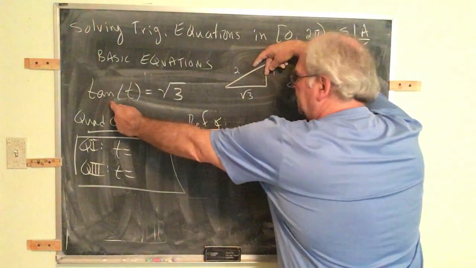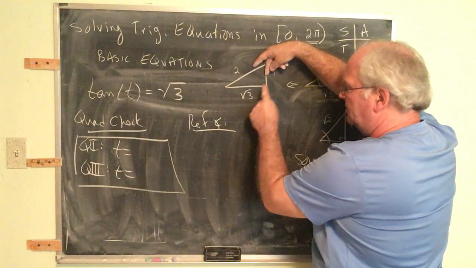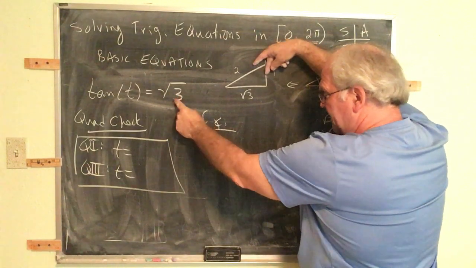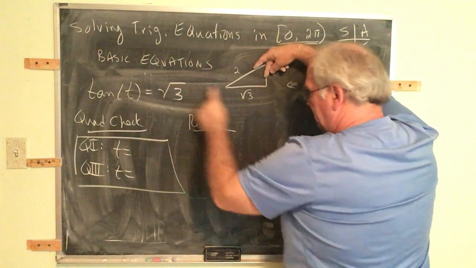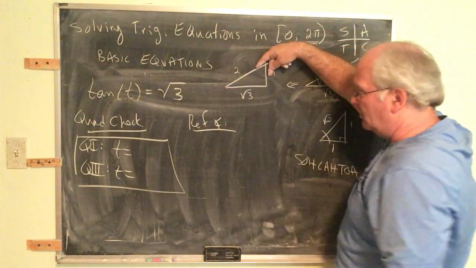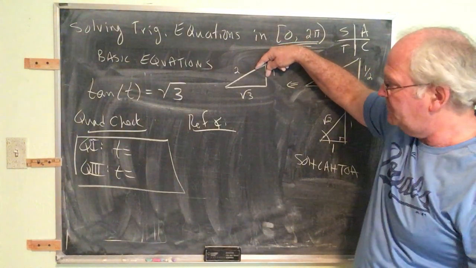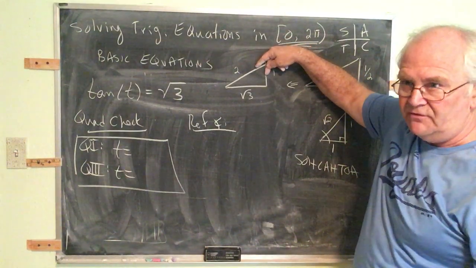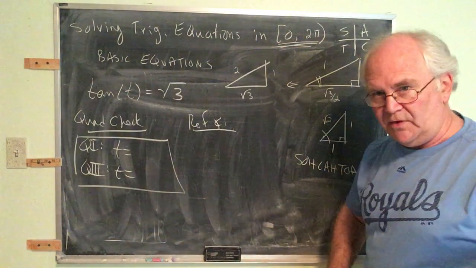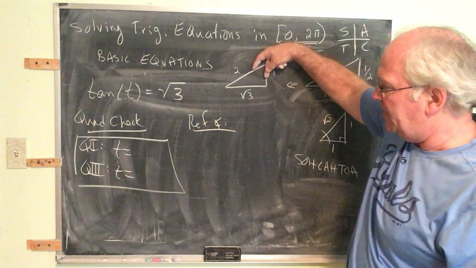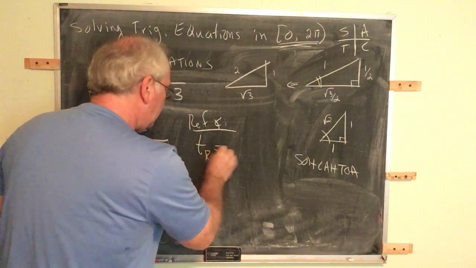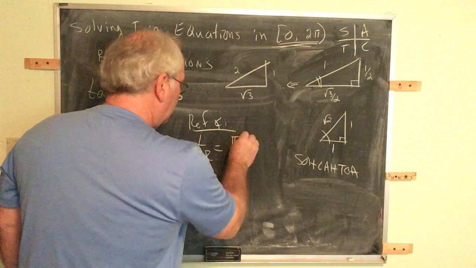This angle. Tangent, opposite over adjacent, is radical 3 divided by 1, which is radical 3. This is the angle that gives opposite over adjacent equals radical 3 over 1. So this is the angle we want. Remember, this is 60 degrees, but 60 degrees is pi over 3. 30 degrees is pi over 6. 60 degrees is pi over 3. It's always opposite. So pi over 3 is the reference angle we're looking for. So T reference is pi over 3.